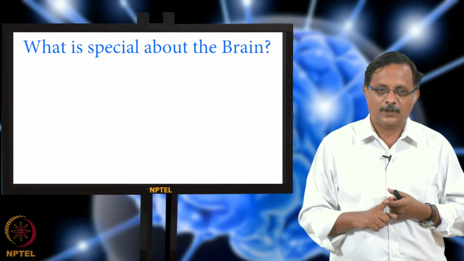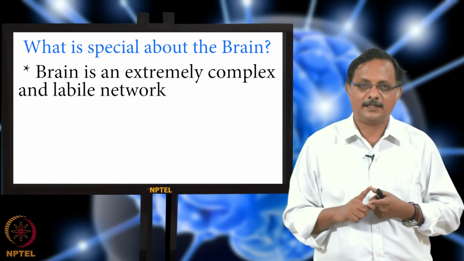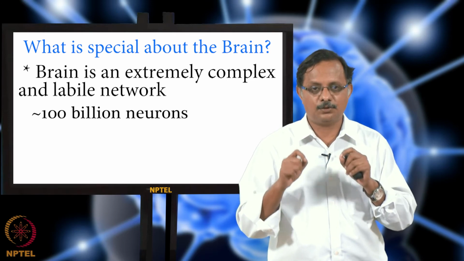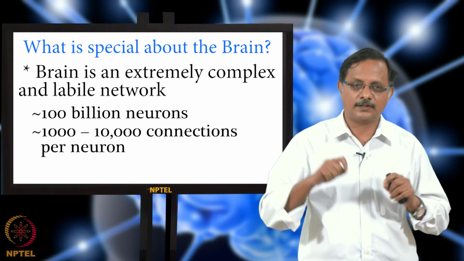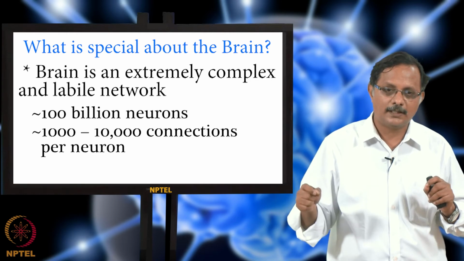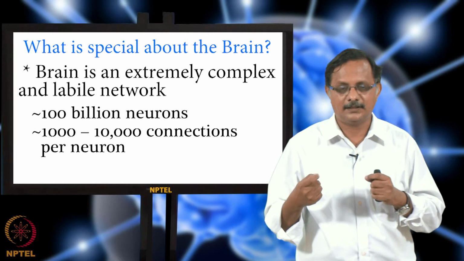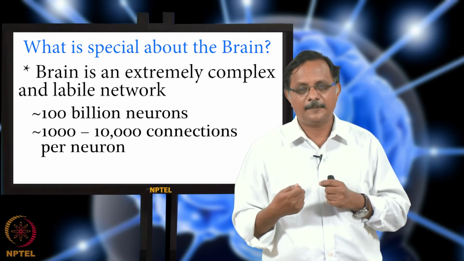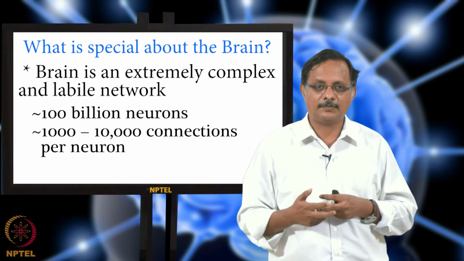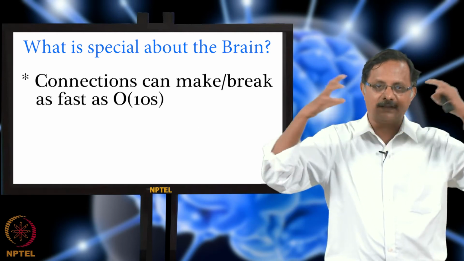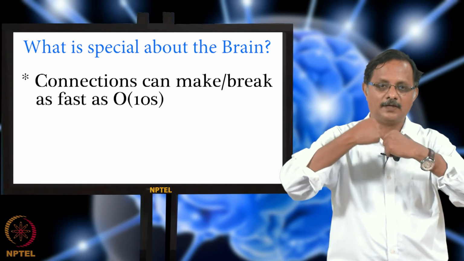So basically, what is special about the brain is that it is a complex network. It is a network consisting of 100 billion units, and each of these units, the neurons, is connected to 1,000 to 10,000 other neurons. This network is a dynamical network. It is sending these signals rapidly, at the rate of sometimes hundreds of hertz. Also, these connections are not fixed. It is not a fixed network. This is a labile network. It is a variable network.